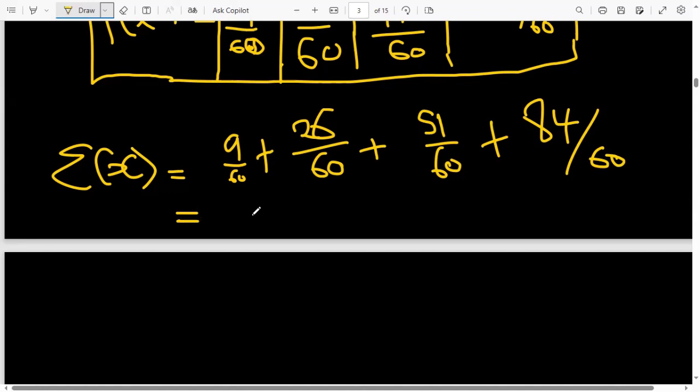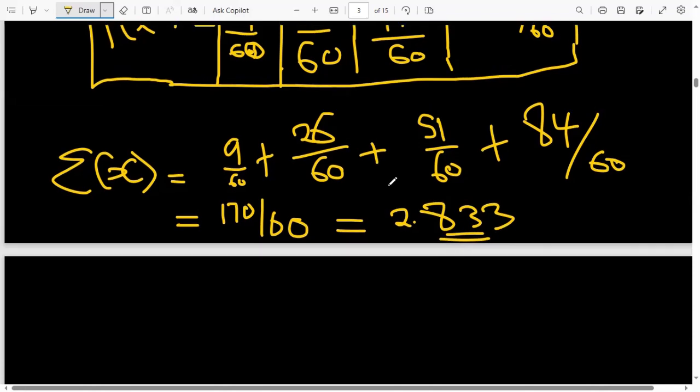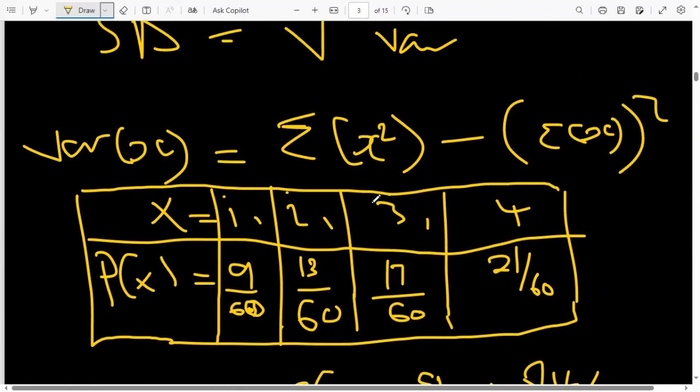Okay, so when I punch all this into my calculator, I'm getting 170 divided by 60. So you can express this as a fraction. You're going to get approximately 2.833. Okay, so this is what we get. So we have gotten half of what we need to find the variance.